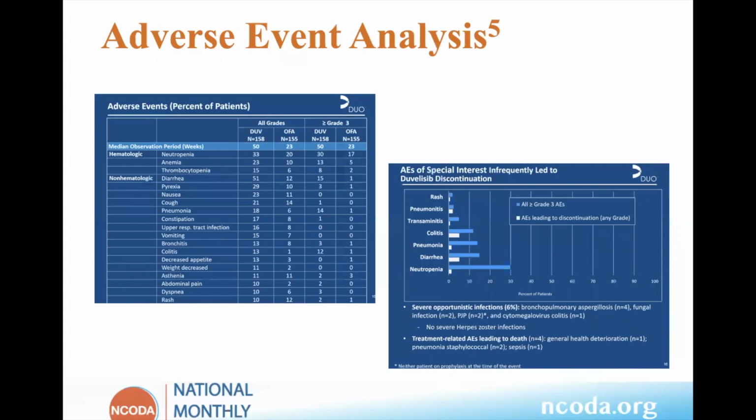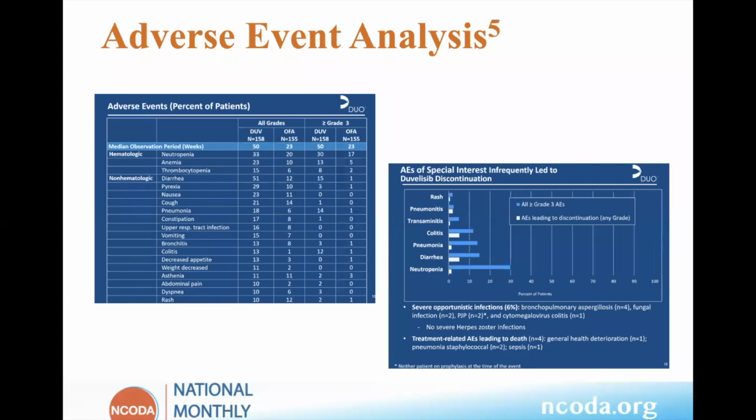So some common adverse reactions reported during the DUO trial were neutropenia, anemia, diarrhea, pyrexia, nausea, and cough. Some adverse reactions of special interest are listed on the slide. To the right, what we see here is that we have patients who experience rash and pneumonitis, but these patients were often discontinued because of these side effects.